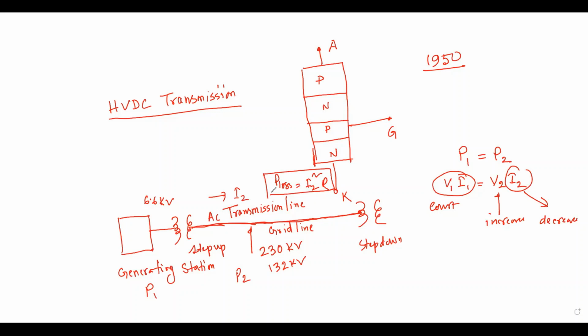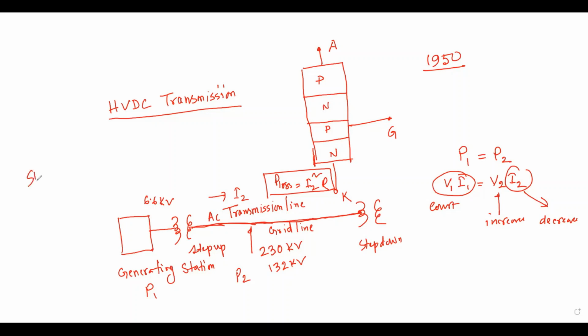And if this transmission is AC, there is some effect: the corona effect. It is also there for DC. This is the problem where it ionizes the surrounding air, and there is also the skin effect.